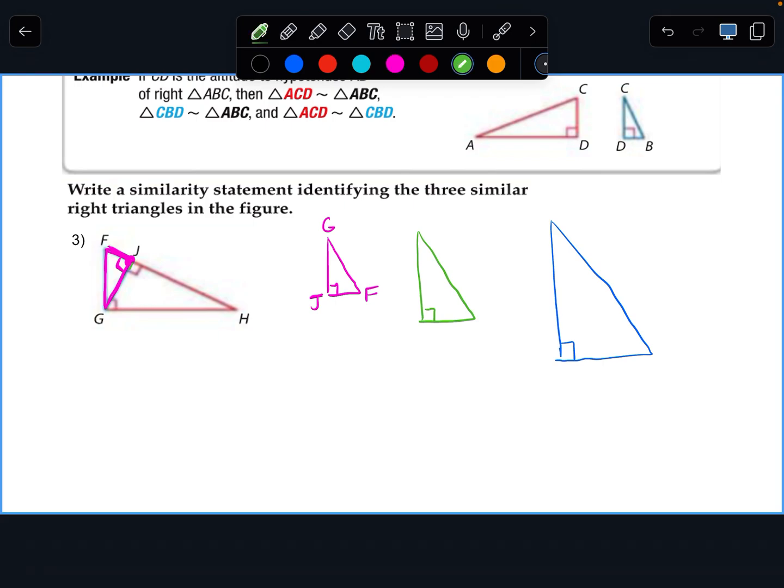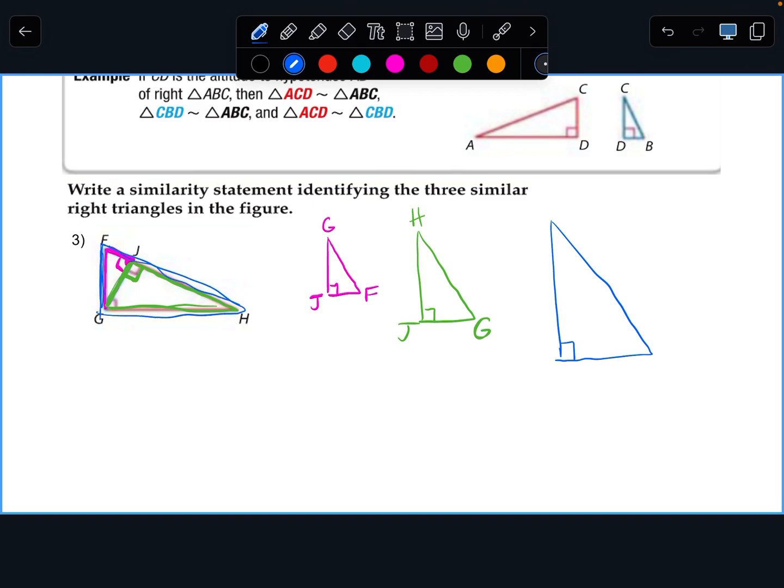So the medium is the one next to it. This is the medium guy. I usually start with the right angle. So J has the right angle on there. And then G is across the short leg. And then H is the pointy part. So that's the medium. The two triangles in it are the small and the medium. And then the big one is the whole thing.